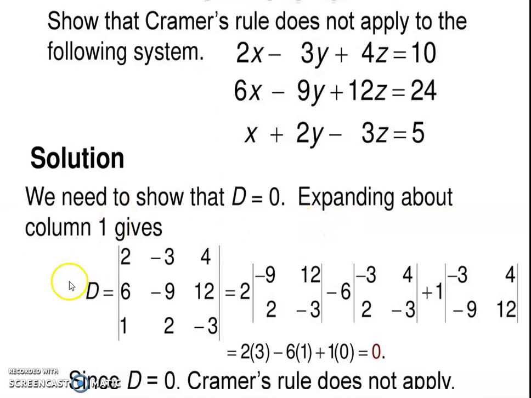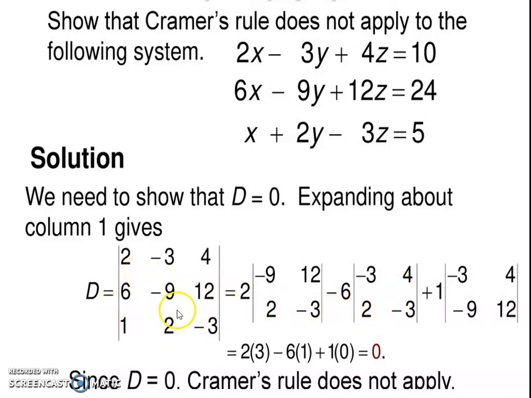Expanding about column number 1, d is given by the coefficients of x, y and z: 2, minus 3, 4; 6, minus 9, 12; 1, 2, minus 3. We take the first row and first column. So 2 is there, times minus 9, 12, 2, minus 3, because we skip the first row and the column. The signs go minus, minus, plus. In this method we fix the column. So we skip, and the minus 6 is there.